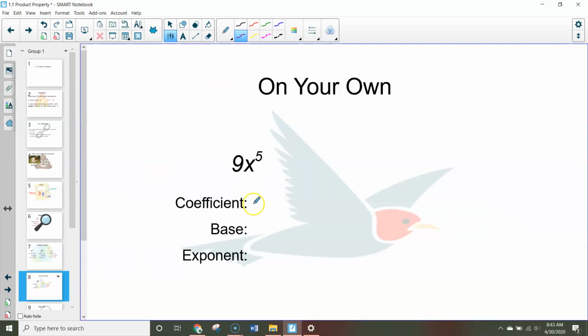Okay, on your own, go ahead and pause, do this one on your own, and then when you're ready, press play. So for this one, the coefficient is 9, the base is x, and the exponent is 5. So that's the first part of our lesson. That's our first learning target. Can you just tell me what the coefficient, base, and exponent are in an exponential expression?